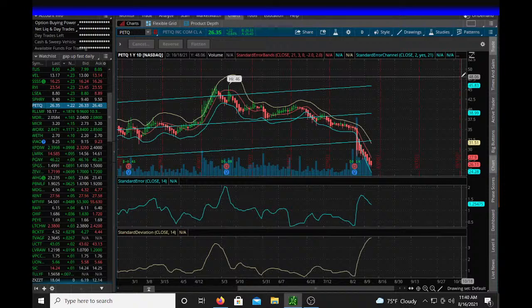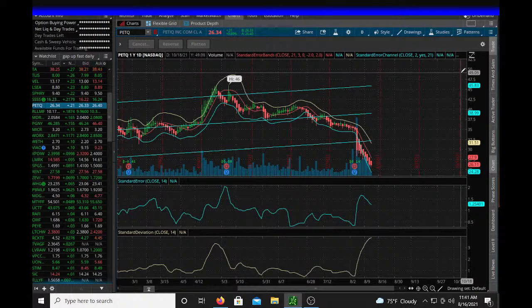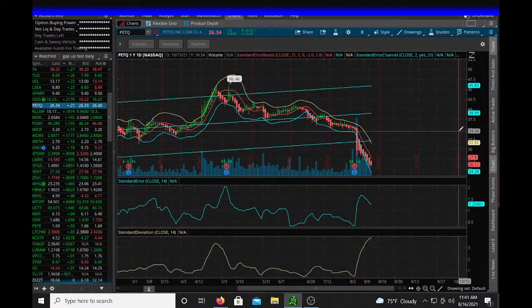So we can almost say with near certainty that this is a possible overreaction and that this might continue to trade sideways until it finally gets above that upper channel. Or shall we say this lower channel now? And that is providing the resistance.